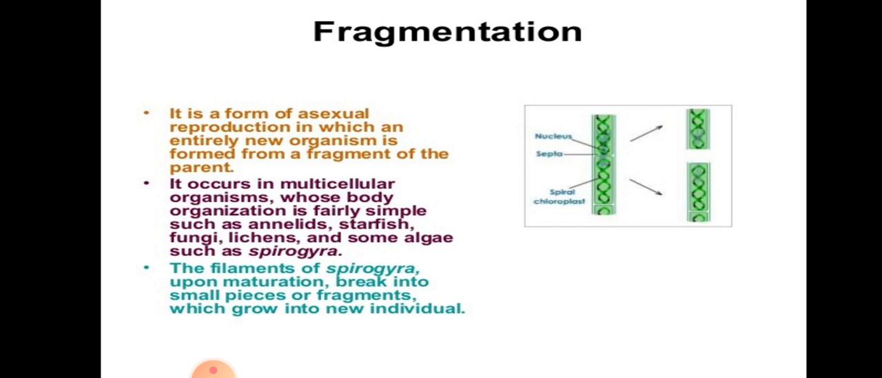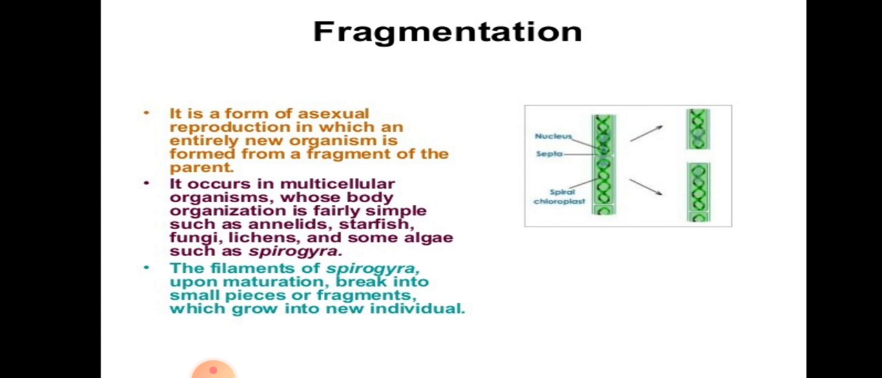So this mode of asexual reproduction is fragmentation. This fragmentation is the mode of asexual reproduction which occurs in some lower organisms, as I said, such as algae as well as Spirogyra.